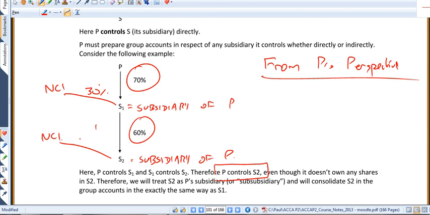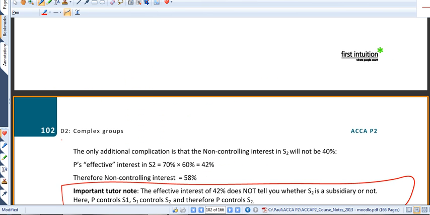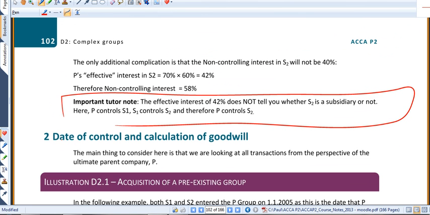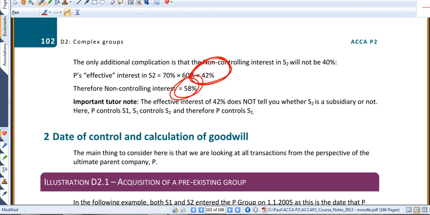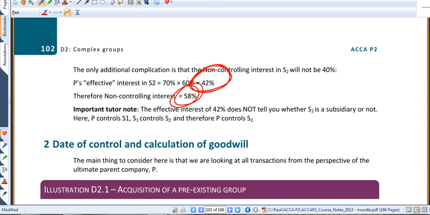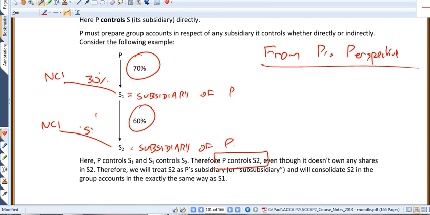P, and don't forget, everything we're doing is from P's perspective. P doesn't actually own any shares in S2, but effectively, as we just saw, they own 42%. Now, if we effectively own 42%, then the non-controlling interest effectively own the other share, the 58%. Now that 58% is a bit odd because actually nobody owns 58% of that company. But we are going to use this effectively like a balancing figure in this chapter, so be careful there.